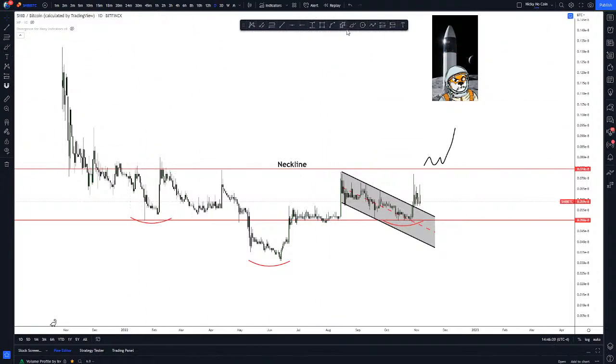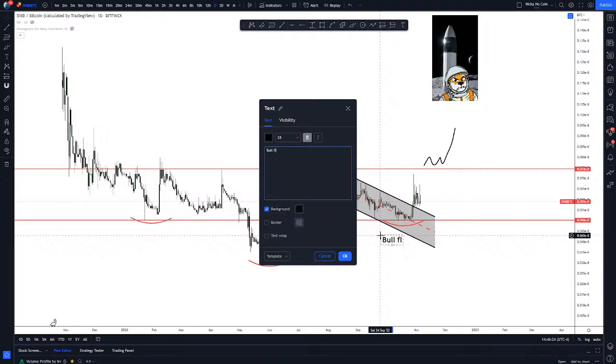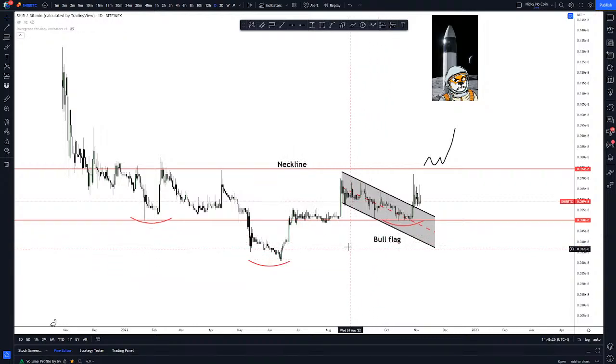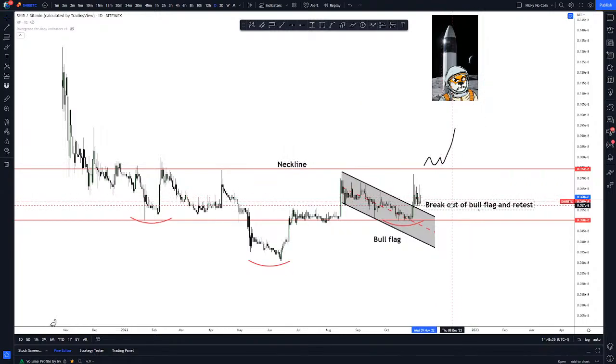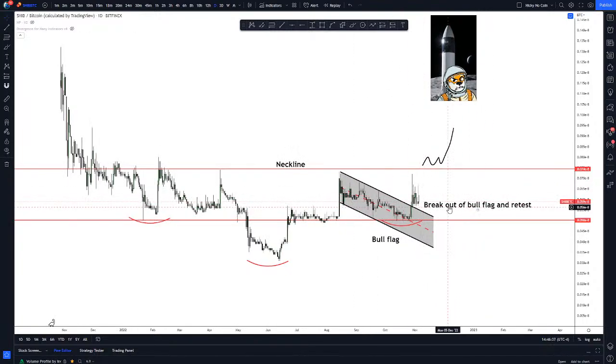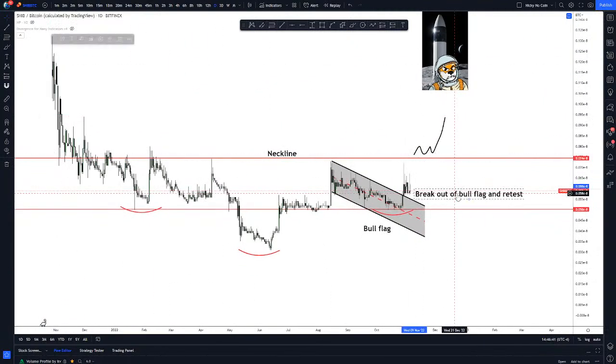You have a bull flag here. You have a breakout, and a retest right on top of the breakout. And you're just consolidating over it right now. So it's just a matter of time before this really breaks out. And you'd probably see your first resistance right here.